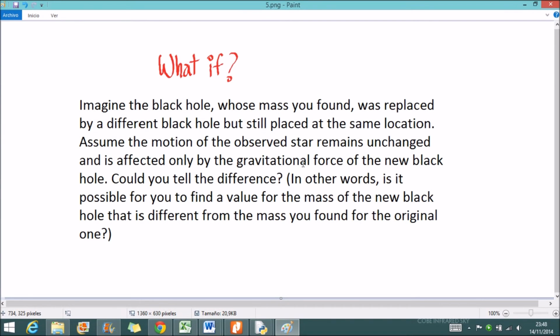The answer is no, because if a different black hole is placed at the same location, and the motion of the observed star remains unchanged and is affected only by the gravitational force of the new black hole, all factors in Newton's law of universal gravitation are the same.